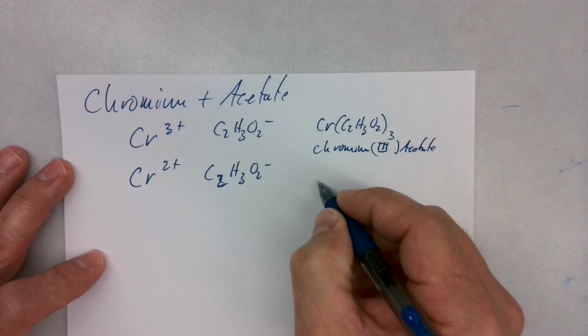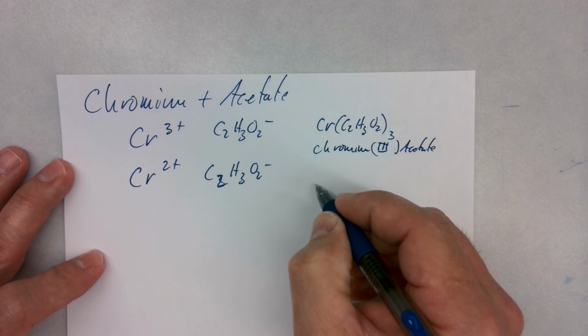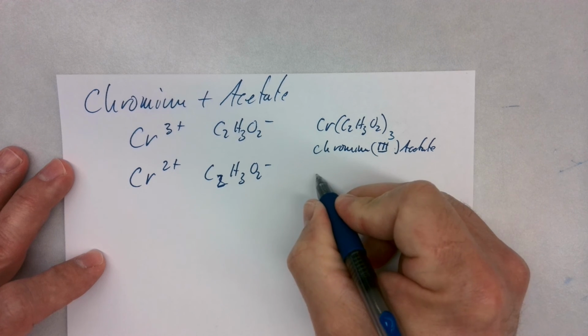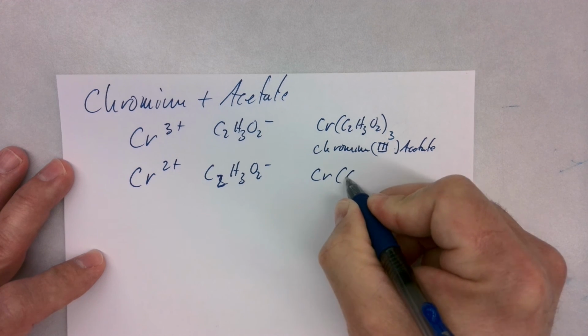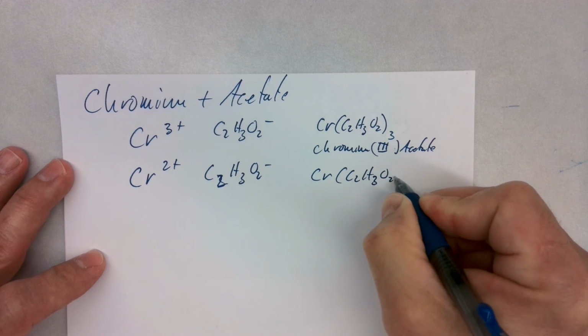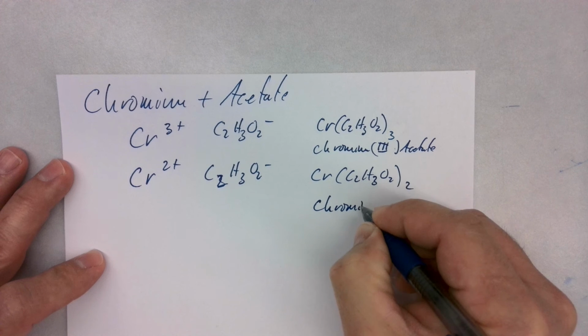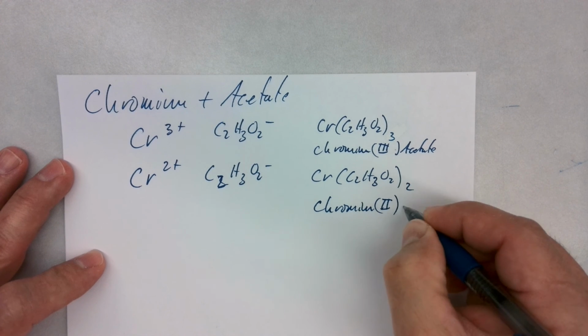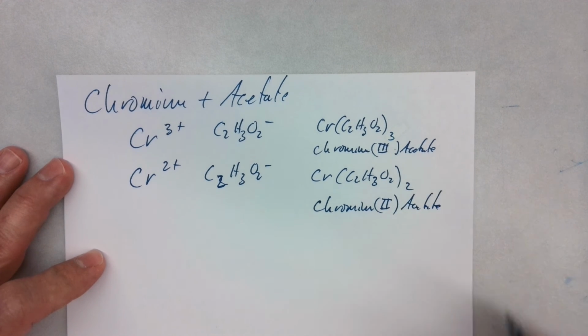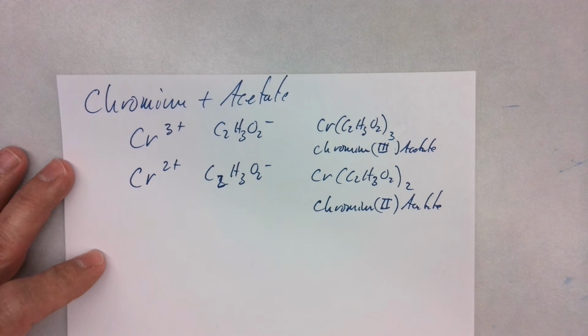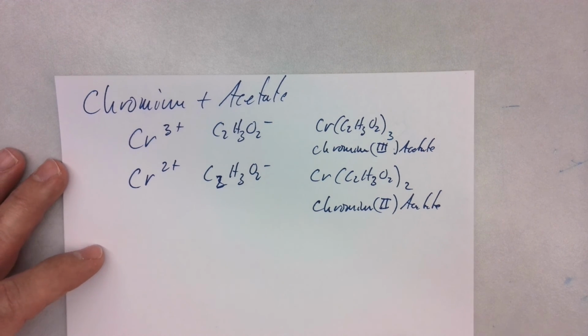How about who was 8? What do you got for me, Criddle? So Cr and then in parentheses C2H3O2 and then a 2. And it's going to be chromium 2 acetate. Roman numeral 2 in parentheses, acetate. Is this making any sense yet? The only thing that changed from the other day is this second thing, right? It's now a polyatomic ion.